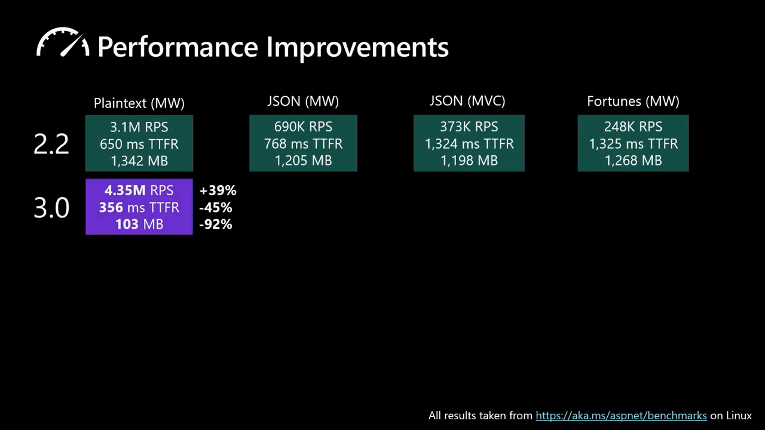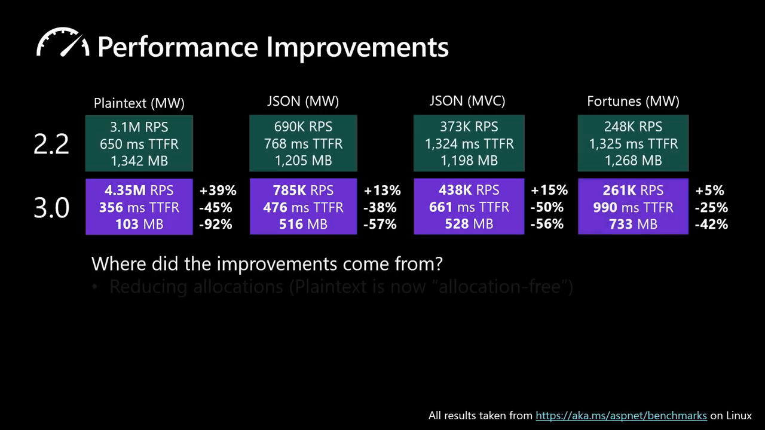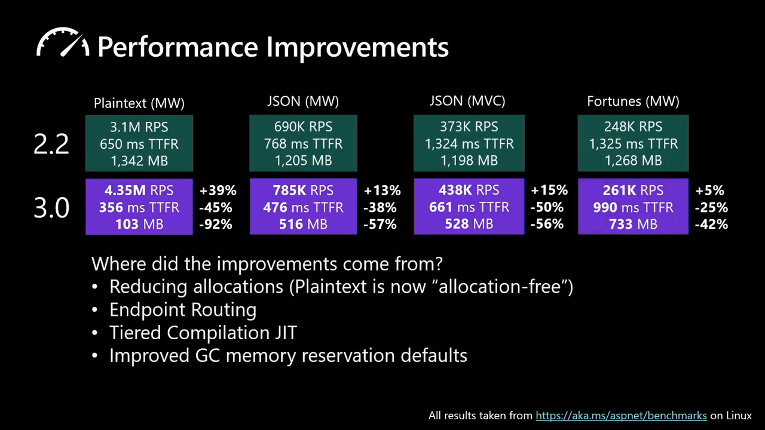With the plain text benchmark, there's a 39% throughput improvement, 45% time to first request improvement, and 92% working set memory improvement over 2.2. And this just continues for even the more real-world benchmark scenarios, like working with JSON. Again, huge improvements. The Fortunes benchmark is where you have a database and APIs and stuff. Huge improvements. Where do these come from?